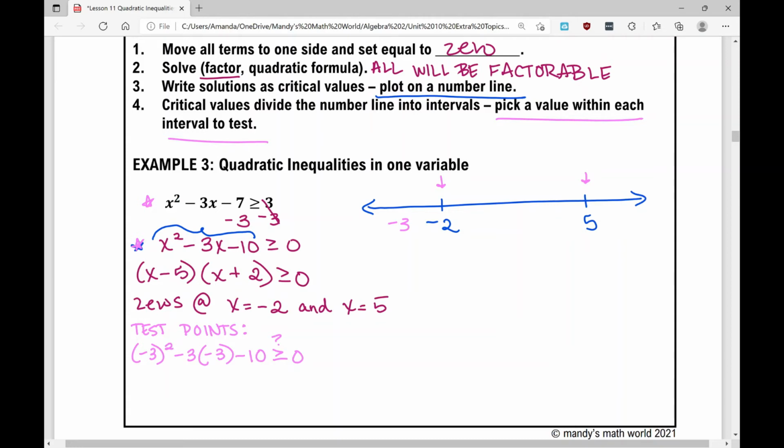That will absolutely work. So -3 squared is 9. -3 times -3 is +9. So 9 plus 9 minus 10. Is it greater than or equal to 0? 9 plus 9 is 18.